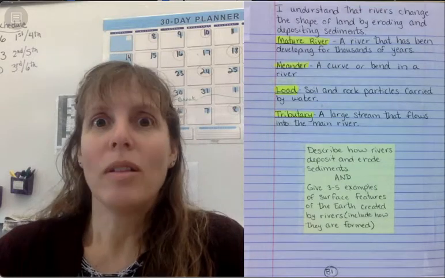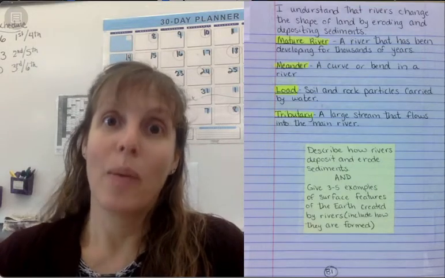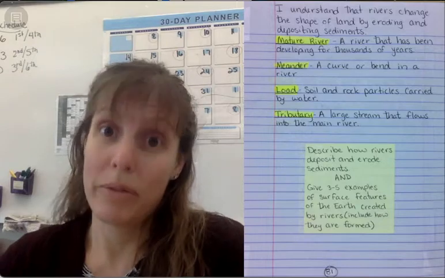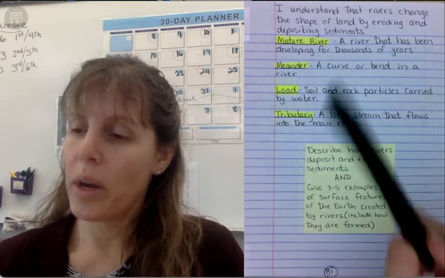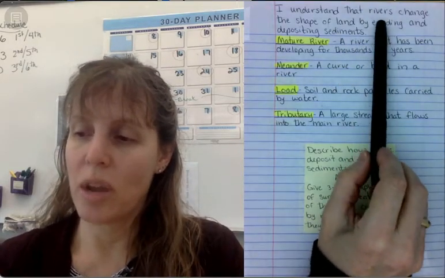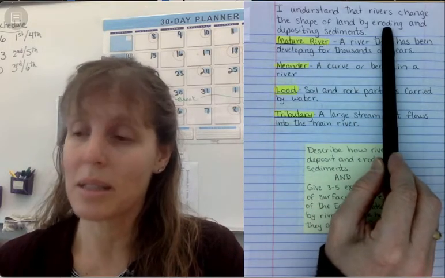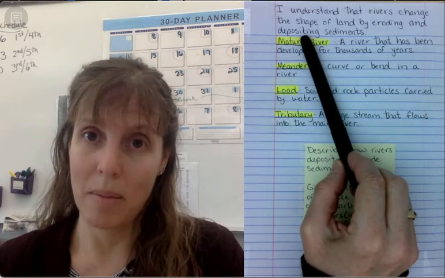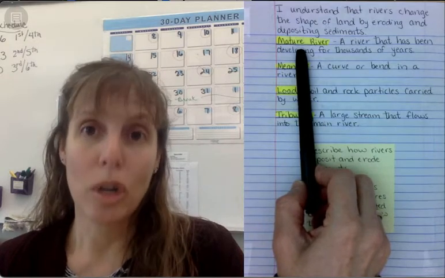So now let's talk about water and running water, specifically rivers, okay? We're going to talk about rivers changing the shape of the land by eroding and depositing sediments. Remember, eroding means moving sediments and depositing means dropping sediments, right? So our first key term today is mature river. Say it with me, mature river. It's a river that's been developing for thousands of years.